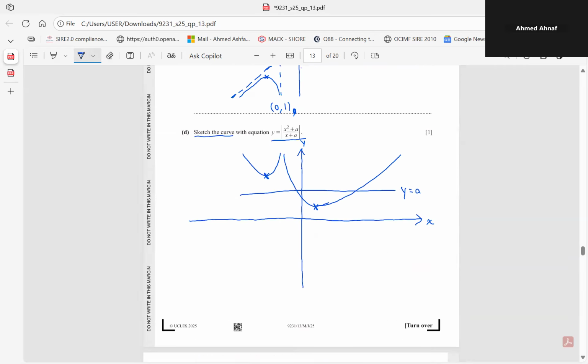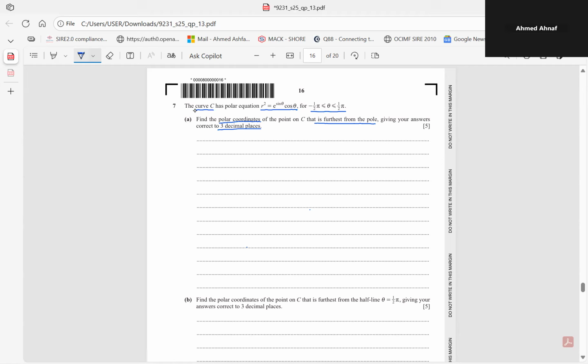Okay, so for this question, we're told that the curve C has this polar equation for the domain of theta between negative pi over 2 and pi over 2. For the first part, we have to find the polar coordinates of the point on C that is furthest from the pole, giving your answers correct to 3 decimal places. First of all, to find the point furthest from the pole, we're going to have to find dr d theta and equate it to 0.